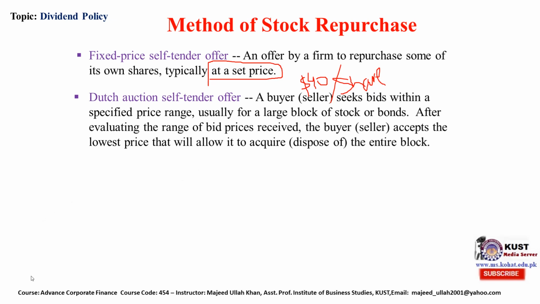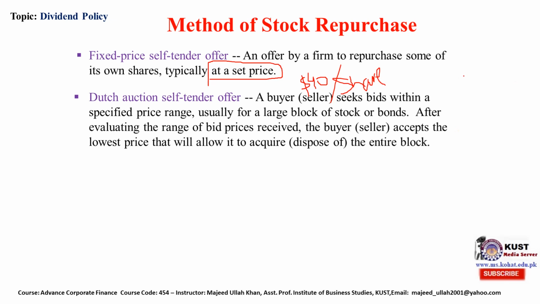Dutch auction self-tender offer, basically, as I discussed earlier, is where the buyer seeks bids within a specified range, usually for a large block of stock or bonds. After evaluating the range of bid prices received, the buyer or seller accepts the lowest price that will allow them to acquire the entire block.